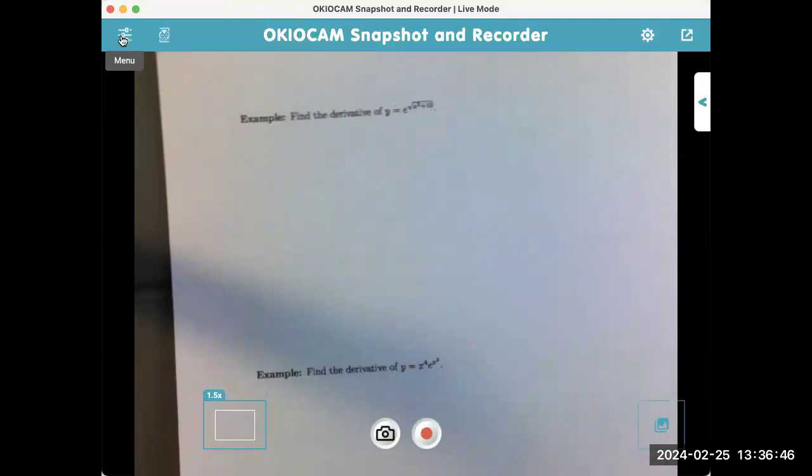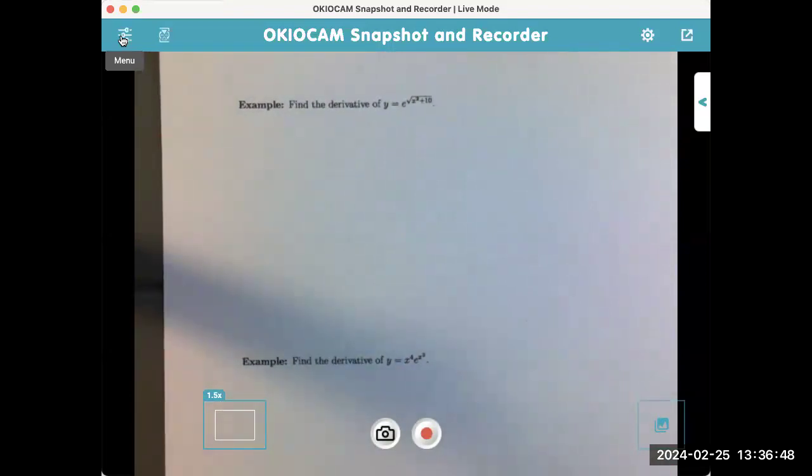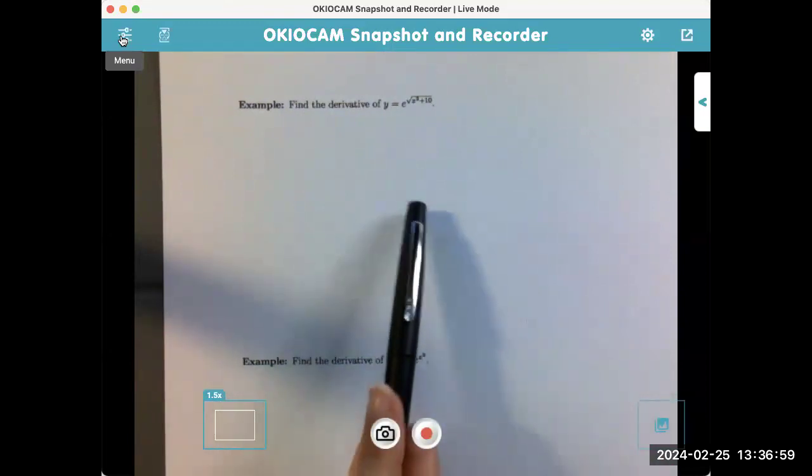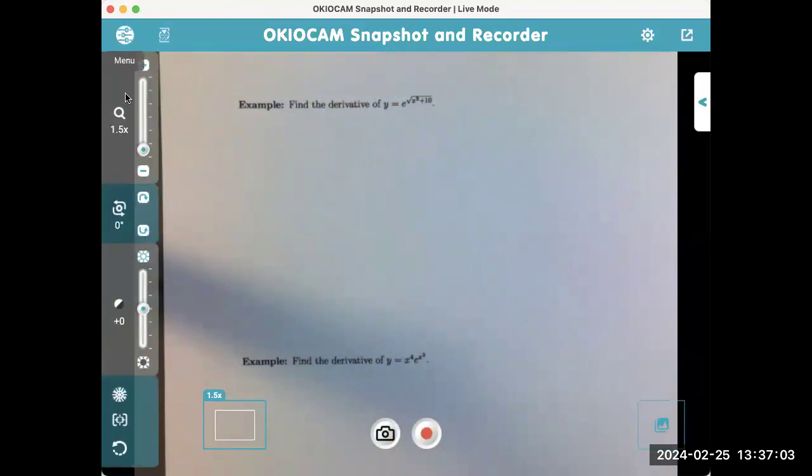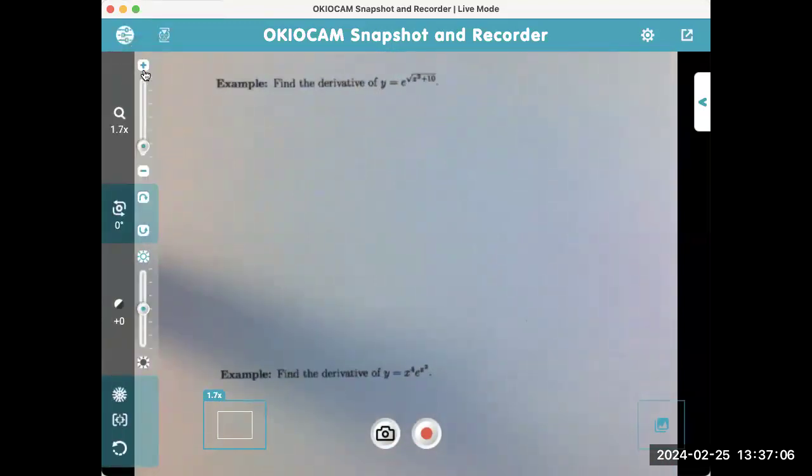So find the derivative of y equaling e raised to the 1/2, oh, excuse me, I'm giving my tricks away, the square root of x squared plus 10. I really want you to pause the video and try this one. Okay, please pause and try this one. Okay, let me zoom in.